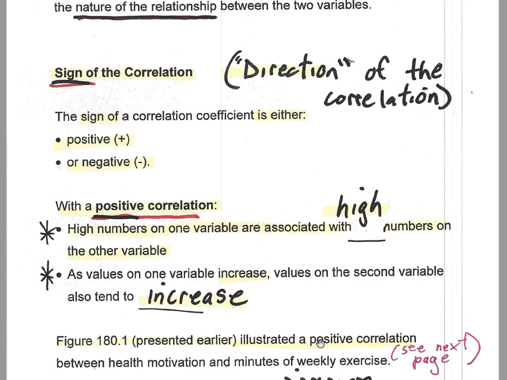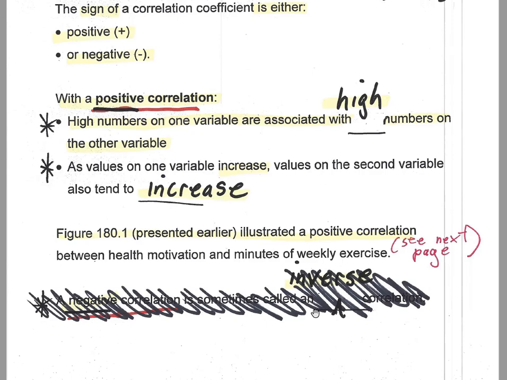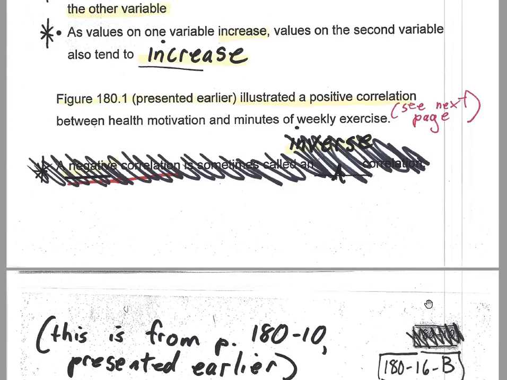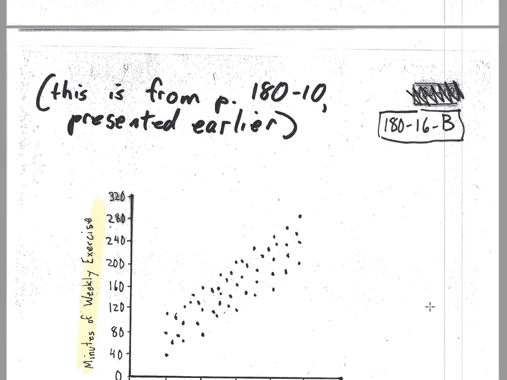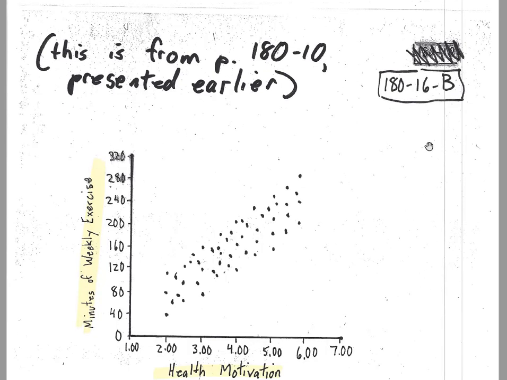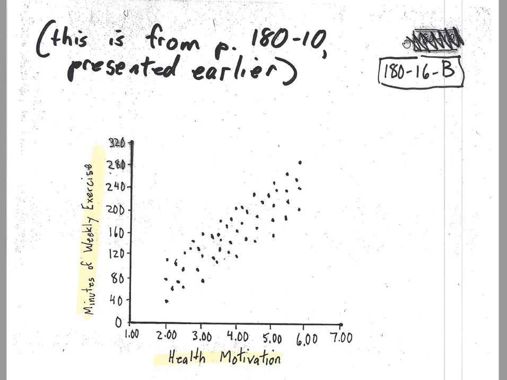You've already seen examples of positive correlation. Figure 180.1 presented earlier showed one. I reproduce it here on page 180-16-B. I think I've told you in class, anytime you've got page numbers where I've added letters at the end, that means that I had the right idea that I really should reinsert a figure at this point, so I have to add letters to them so that I can keep things in sequence.